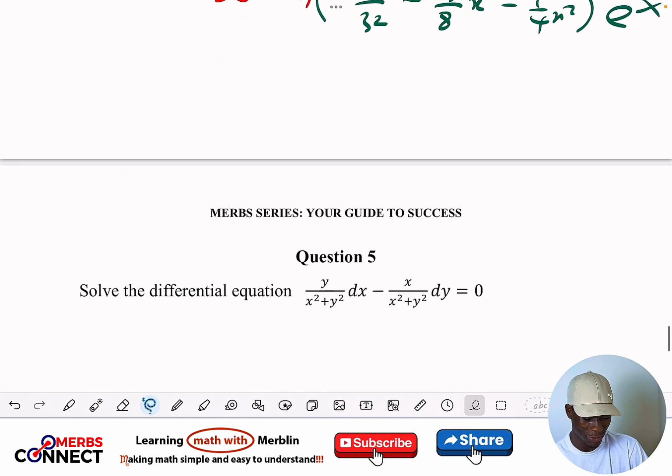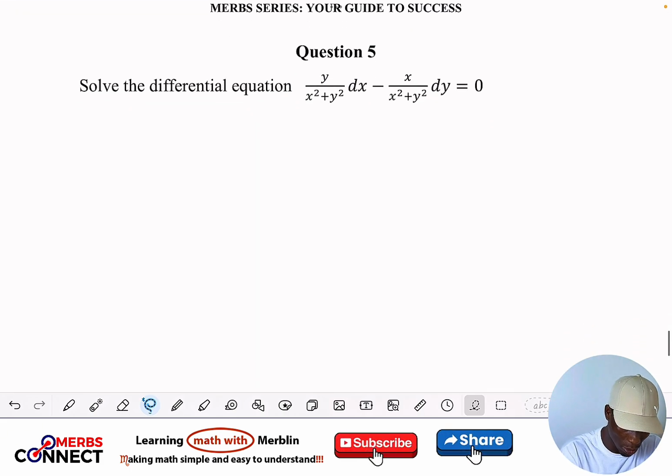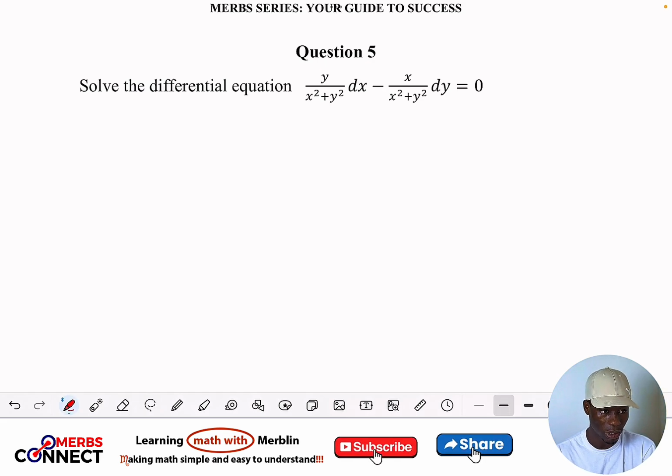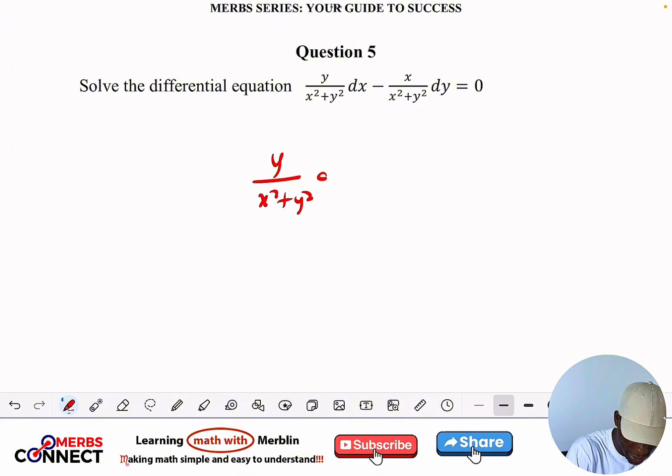Now let's look at the next question. When we are done with this one, we have 2 more questions to go. We have 7 questions, so let's just move very fast. So what can we do here? Here is very simple. We have x squared plus y squared dx.